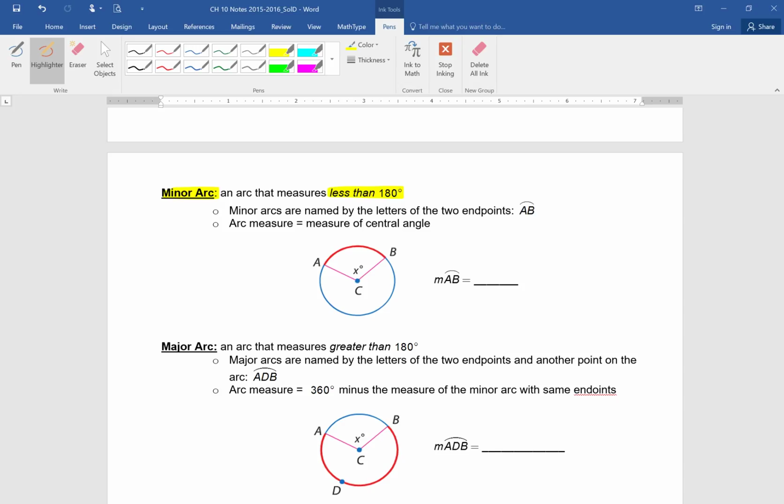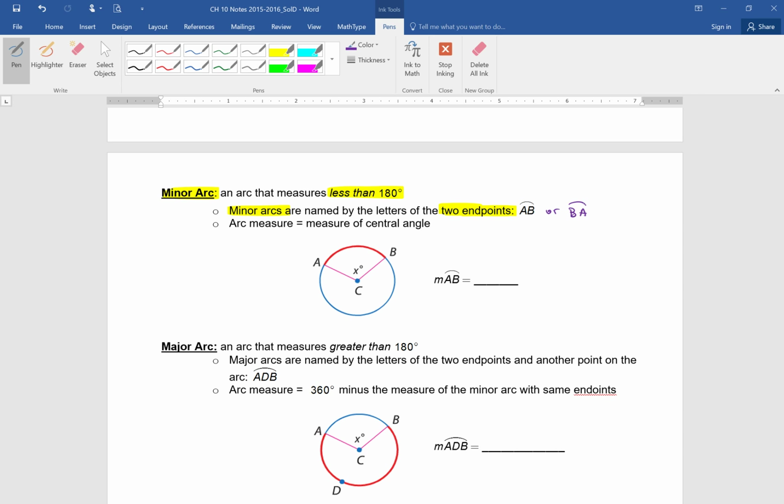Now, how do you write the name of a minor arc? A minor arc is named by the letters of the two endpoints. So just two endpoints. So for example, this one is arc AB, or it could be arc BA. You can switch that just like segments or lines.